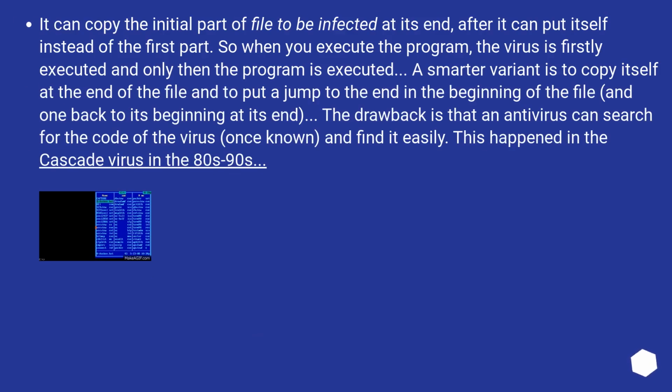It can copy the initial part of the file to be infected at its end. After, it can put itself instead of the first part. So when you execute the program, the virus is executed first and only then the program is executed. A smarter variant is to copy itself at the end of the file and to put a jump to the end in the beginning of the file, and one back to its beginning at its end. The drawback is that an antivirus can search for the code of the virus, once known, and find it easily. This happened in the Cascade virus in the 80s-90s.